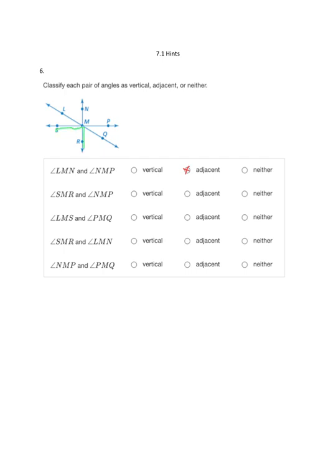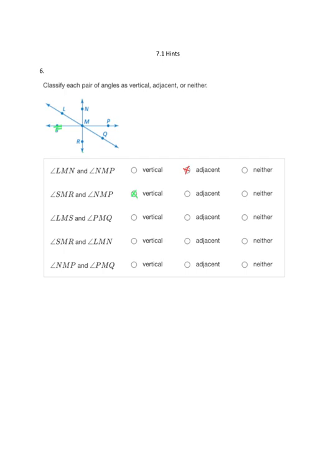SMR, so that's this angle right here, and NMP. Okay, so we can see that these two angles are the result of this pair of intersecting angles, so therefore they are vertical angles. It has to be created as a result of two intersecting lines. Okay, let's take a look at our next pair.